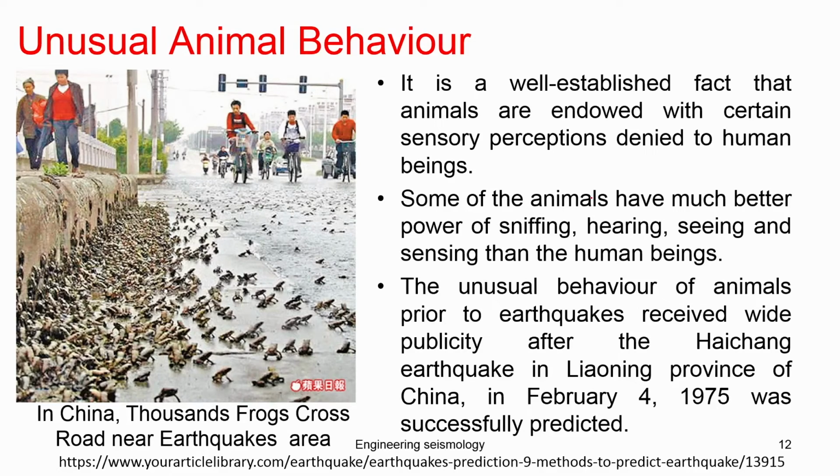In China, thousands of frogs crossed the road near an earthquake area. It looks like from the epicenter location, many frogs started moving away, sensing that there was going to be an earthquake in that location. That was observed by Chinese scientists. Then they established the fact that animals are endowed with certain sensory perception denied to humans. As you know, some of their capacities are much better than humans.